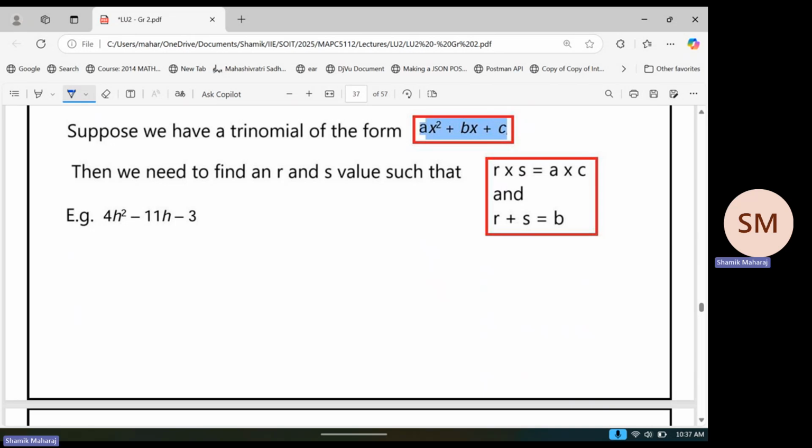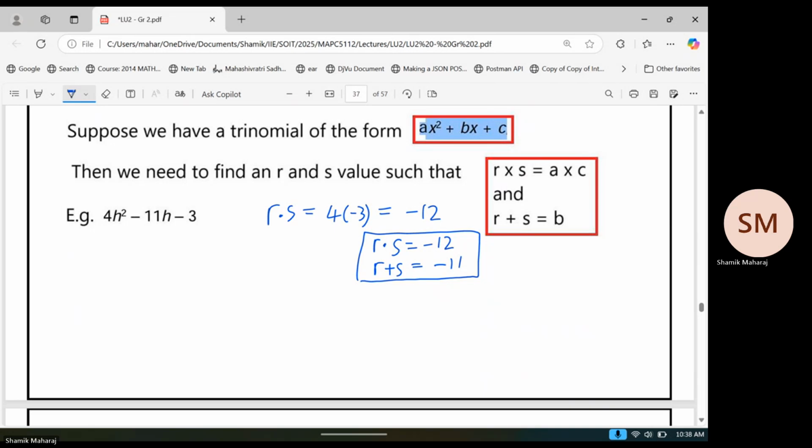So here, the rule is just updated a little bit. We need to find R times S, which is equal to A times C. A is the coefficient of h squared. So in this case, R times S will be 4 times minus 3, which is minus 12. So let me write this at the bottom here. R times S is minus 12. And R plus S, this rule doesn't change. It's still just the middle value, which is minus 11. So this is the first update. Second update, I'll show you guys in a moment.